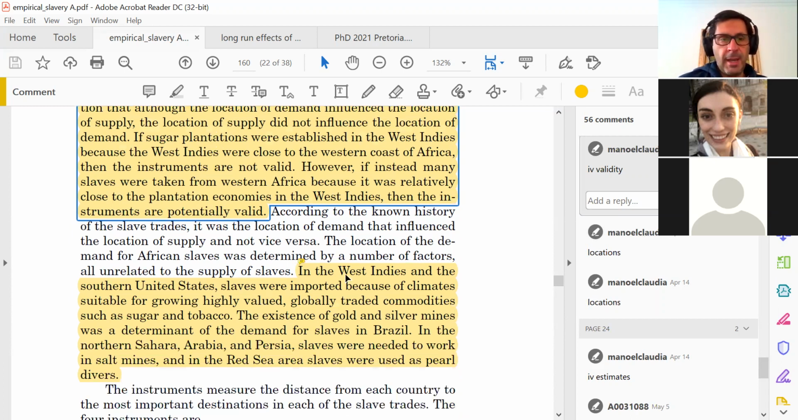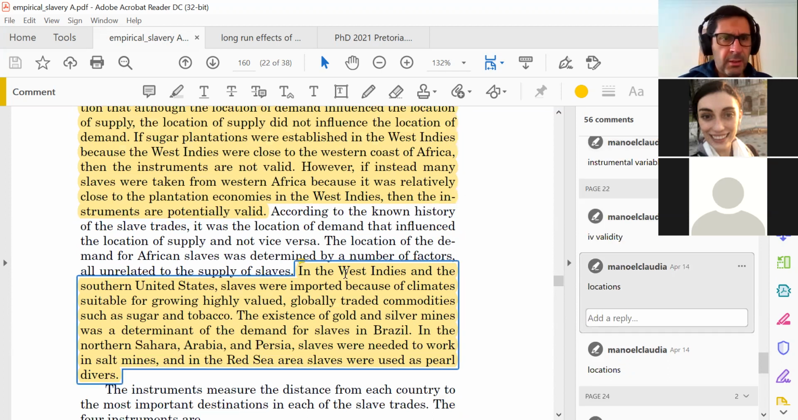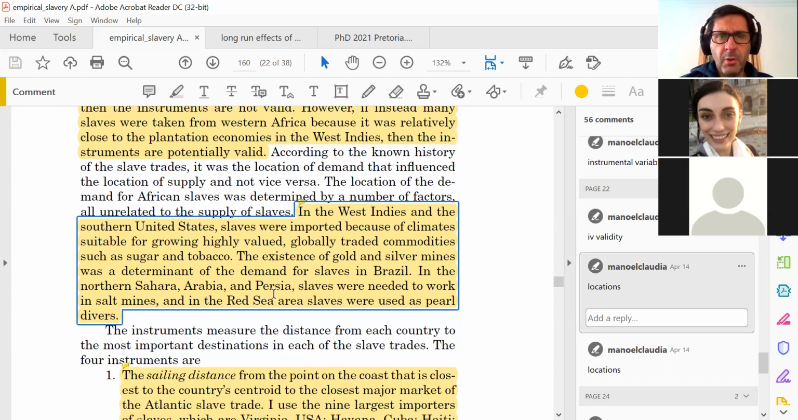In the West Indies and locations in southern US, slaves were imported because of climates suitable for growing highly valued globally traded commodities such as sugar and tobacco. I have just said that. The existence of gold and silver mines was a determinant of the demand for slaves in Brazil.